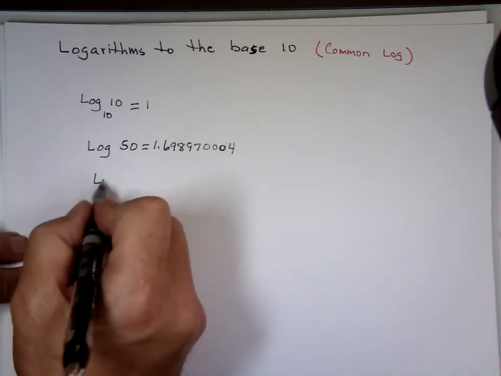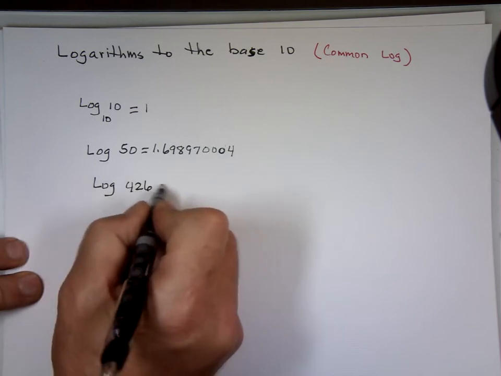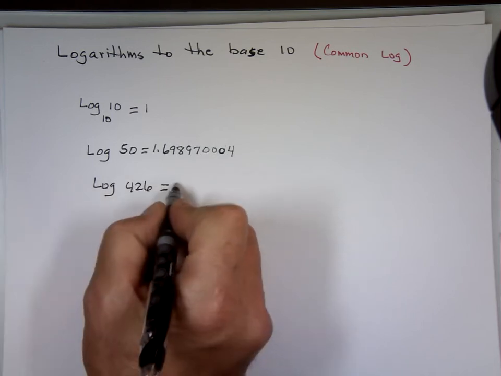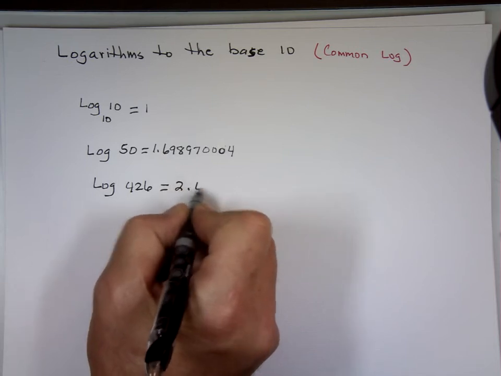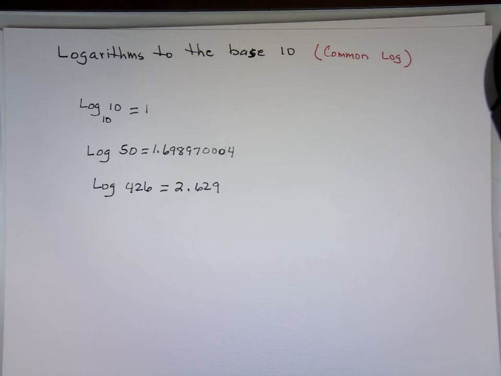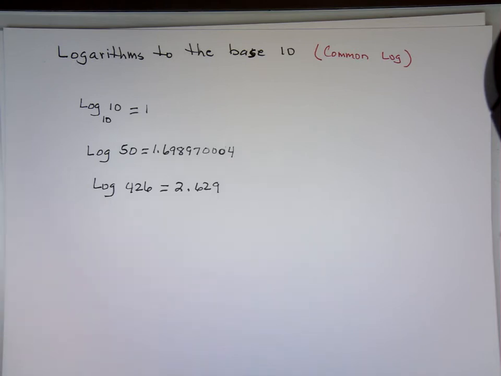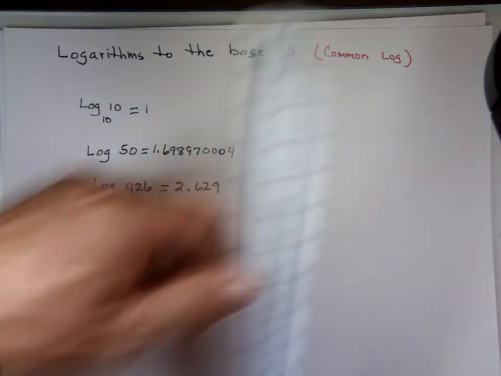What's the log of 426? If you round that, it should be roughly 2.629, right? I'm not going to write all the digits. So if there is no base, it's assumed to be log base 10. Now, if the number is less than 1, remember the graph of the log looks like this.